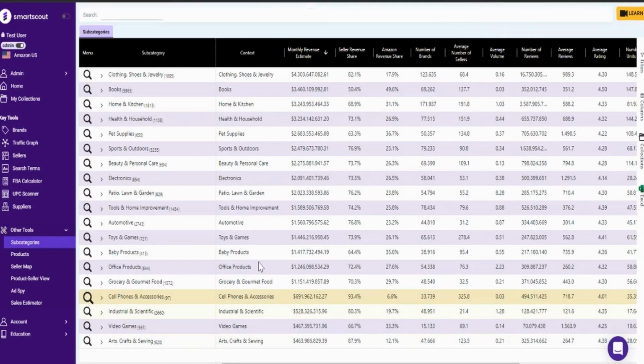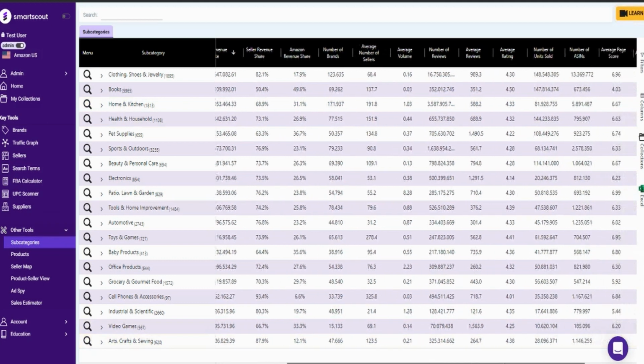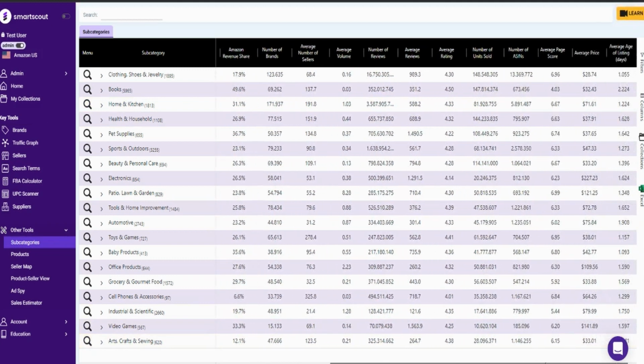SmartScout's Subcategories feature breaks down more than 20 major categories and more than 4,300 subcategories in Amazon. At the power of your fingertips, you'll have access to a lot of the key metrics, such as seller revenue share versus Amazon revenue share, as well as the number of brands, average number of sellers, average price, number of units sold, and other key metrics.